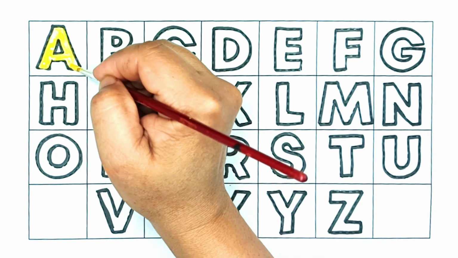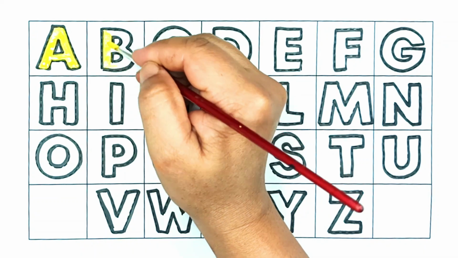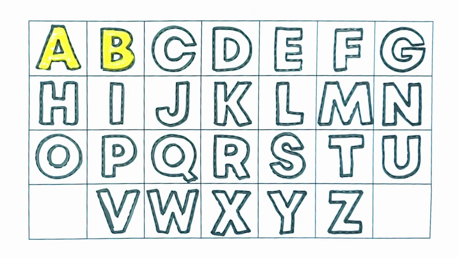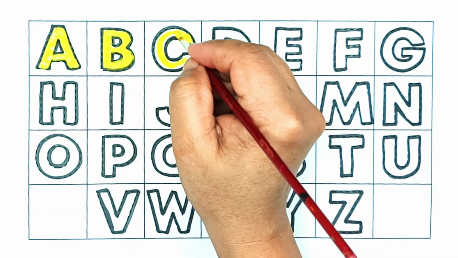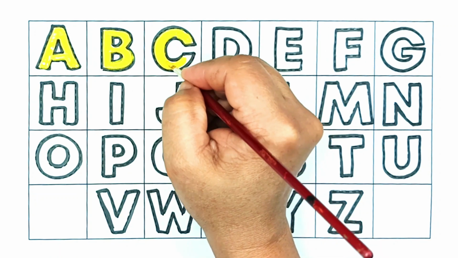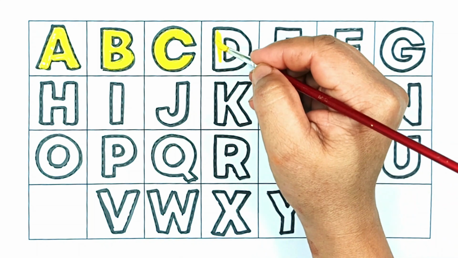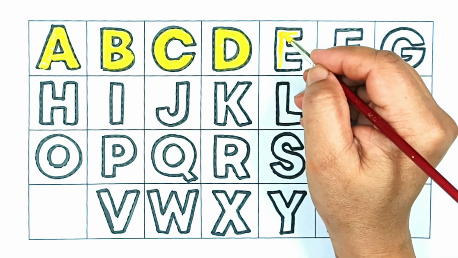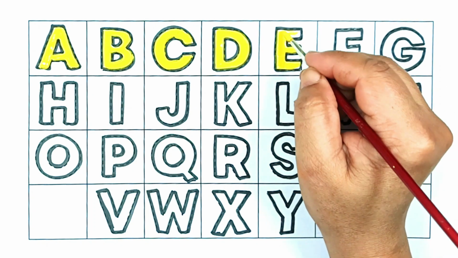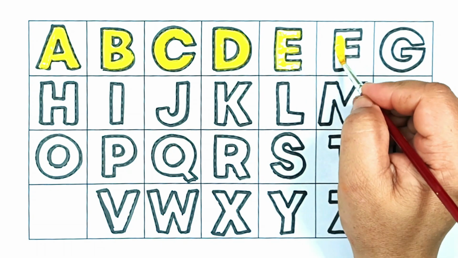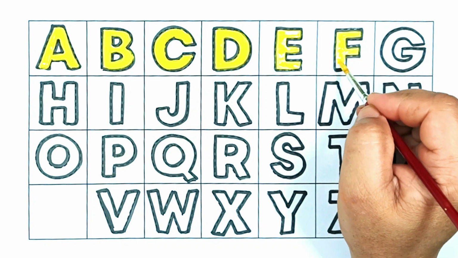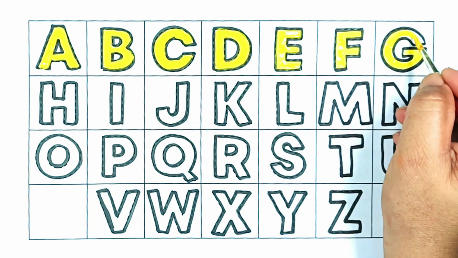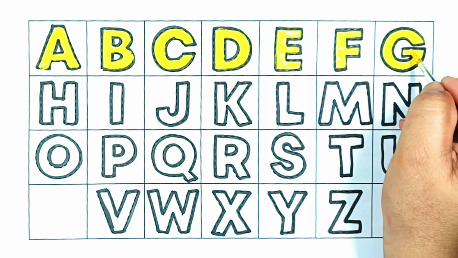A for apple, B for ball, C for cat, D for doll, E for egg, F for frog, G for glass.